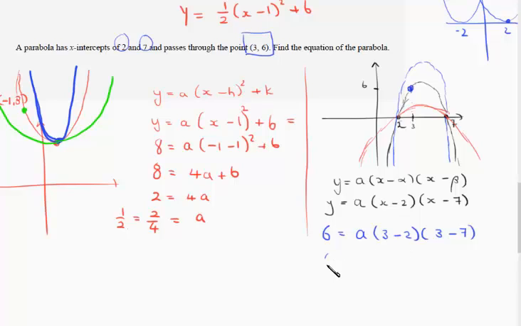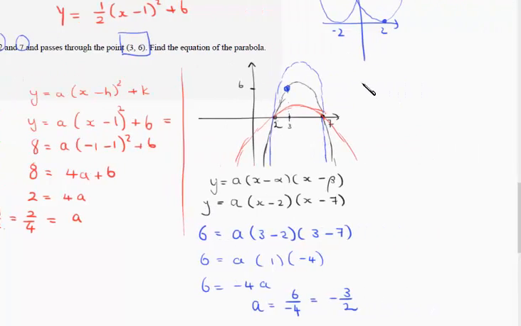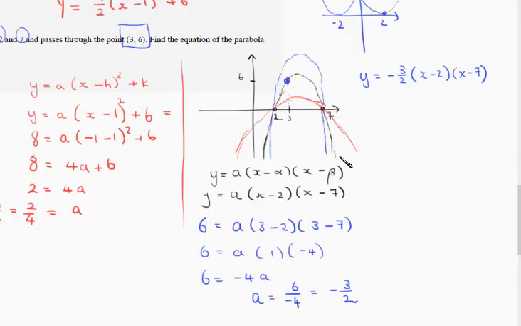So this is a 6 here, a here, and this is a 1 times by minus 4. So 6 equals minus 4a. And obviously a is equal to 6 on negative 4. That gives us negative 3 on 2. So the final equation of this is y is equal to negative 3 on 2, x minus 2, and x minus 7.